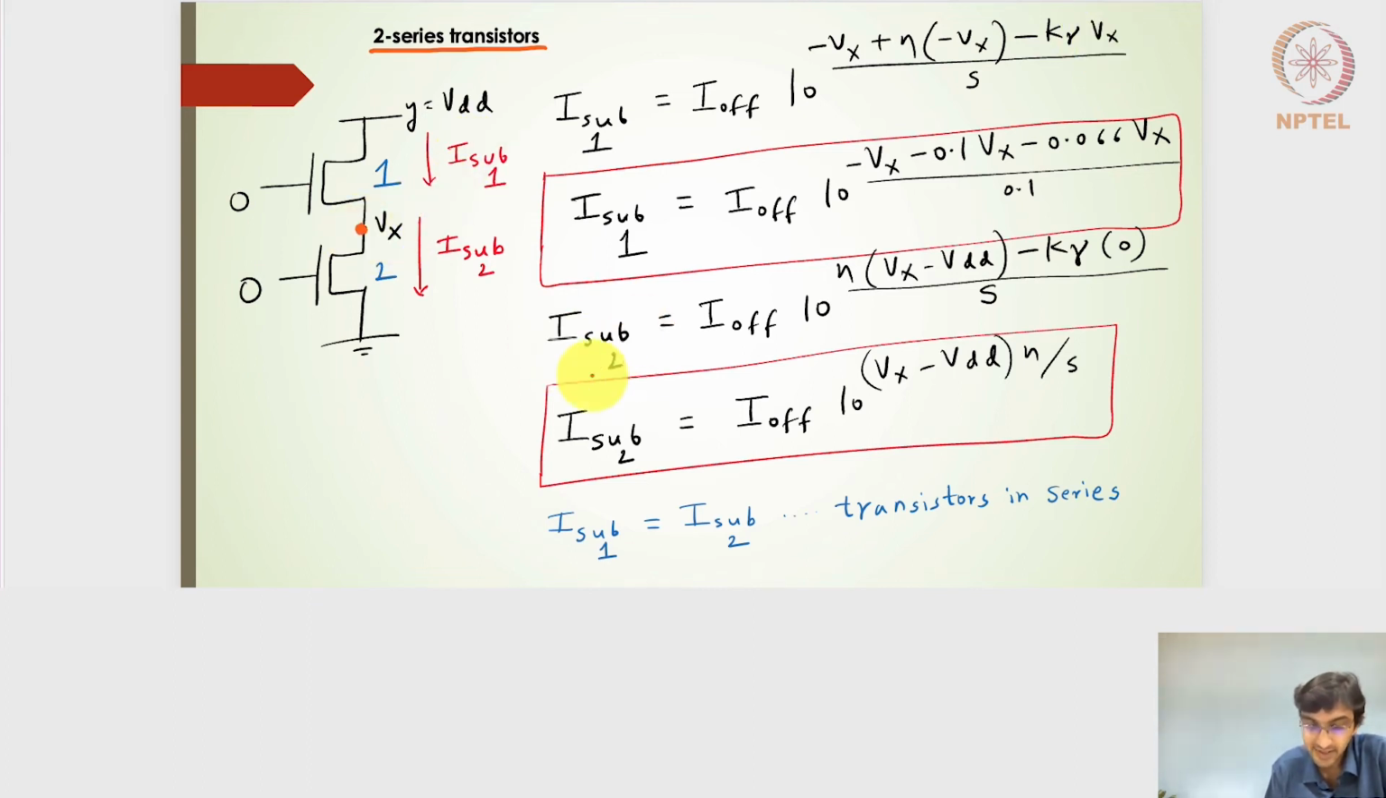And for the second transistor, the VGS is 0 and VDS is Vx. So this term will be Vx minus VDD. And VSB is, the source is 0 and the body is also 0, so we will have it as 0. So I will have these two expressions, expression number 1 and expression number 2. And if I want to equate these two so that I can find out the Vx value, we know that this current and this current are equal, and I off is also equal.